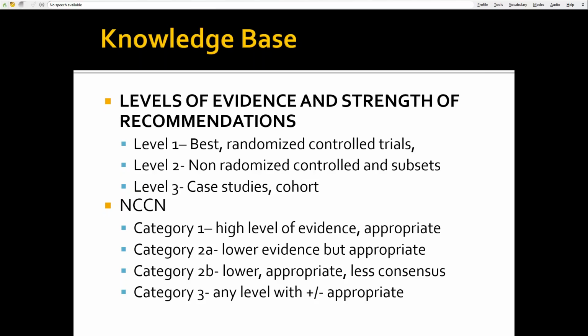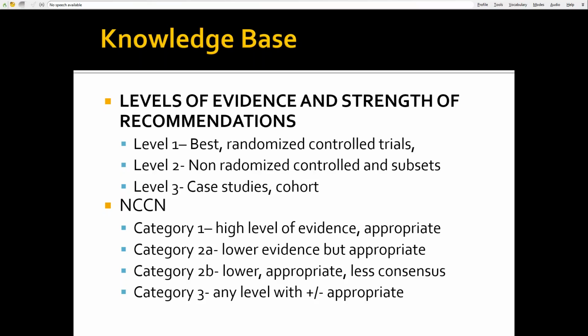So again, when analyzing the literature, and in general when treating a patient, there's different levels of evidence and strength for the recommendation as to what is the best modality or treatment for that particular patient. Level 1 is going to give you the best. It's got the best randomized controlled trials. Level 2, as you can see, is non-randomized, and then level 3 are going to be case studies, cohorts, anecdotal trials when treating a particular patient and tumor.